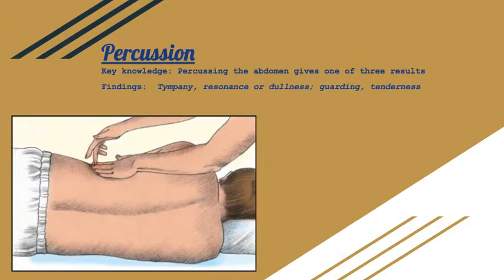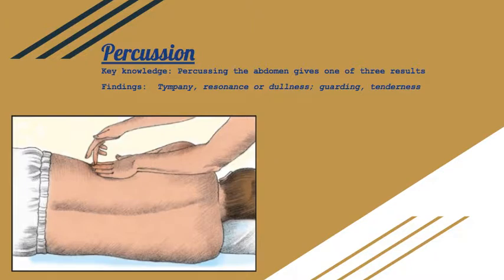Percussion. Percussion is used to assess the abdomen for presence of fluid or air, as well as identify the shape or position of certain organs like the liver and spleen. Percussion during an abdominal assessment will also alert the healthcare provider to any tenderness or guarding that is present, which would warrant further assessment and evaluation.